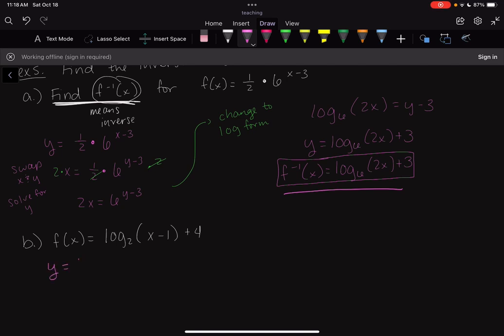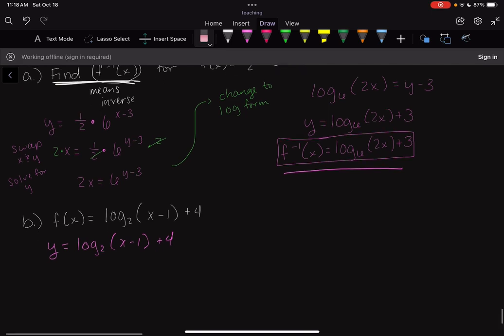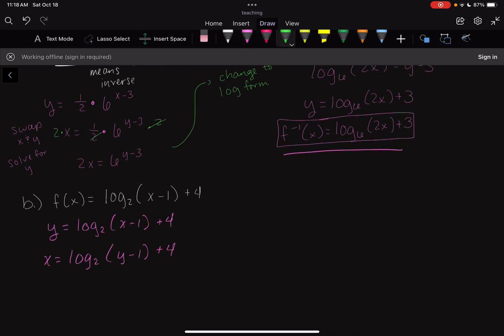So first I change this to a y. I want to move it to exponential form so I can get that x minus 1 out of the parentheses. Can't do it yet though, because... sorry. You can solve first, but really I should change the x and y first. Let me go ahead and do that. All right, now I'm solving for y, so I need to get y out of the parentheses. So I move the 4 over. So I get x minus 4 equals log base 2 of y minus 1.